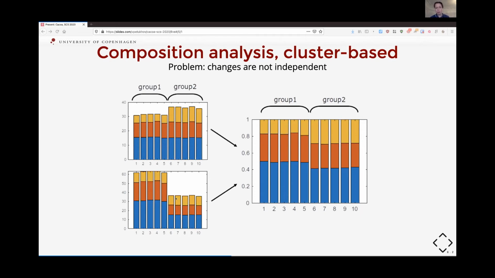But when we normalize on the library size, when we estimate fractions, these two pictures would look the same or very similar. And moreover, the difference would be smoothed because of the normalization. So looking only at proportions will not tell us whether some subtype increased its abundance or all the rest decreased their abundance. So we want to deal with that somehow.